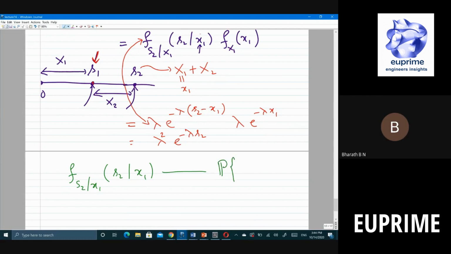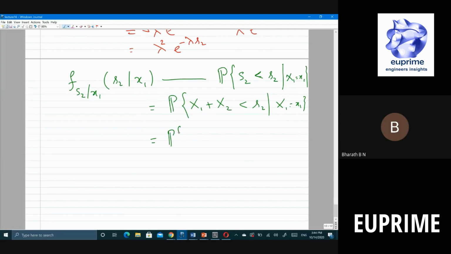So I should look at the probability that S2 is less than something. Let me call this S2 given X1 equal to X1. So what happens to this? This is the probability of S2, which is X1 plus X2, being less than S2 given X1. This will be the probability of X2 less than S2 minus X1 given X1. This is nothing but the probability of X2 less than S2 minus X1. Why? X1 and X2 are independent.